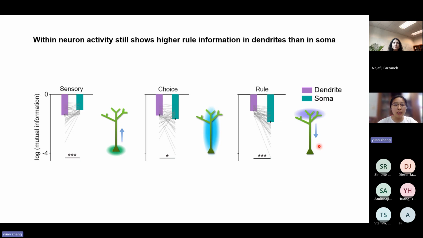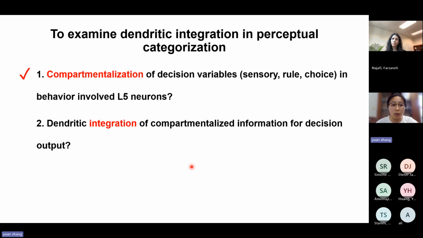Okay. So this is an example neuron, and then we quantify all the single neurons we can trace. We found that the sensory information is still higher in soma than dendrites, while rule information is more in dendrites than in soma. Trace information is not much different. Now we can be sure that we found the compartmentalization of different decision variables. But then, whether the feedback rule information can contribute to the trace output at neuronal level.